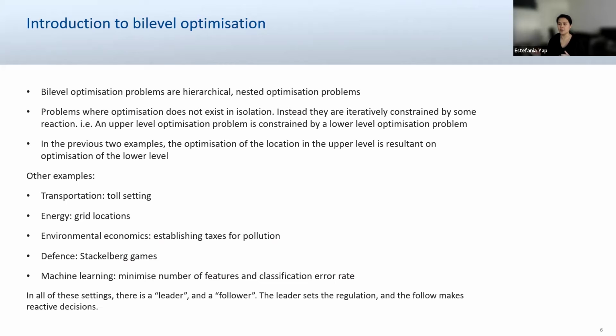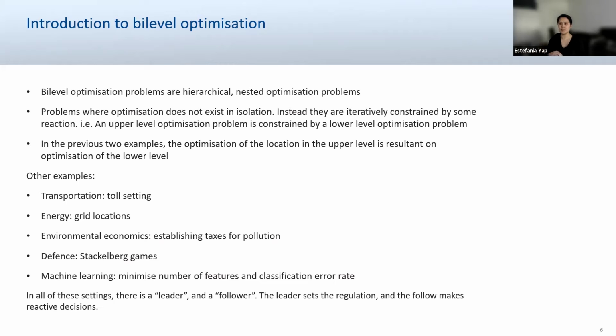Energy, again, so the placement of where they put grids, because obviously there's a feedback that will happen with how people are using electricity. There's also environmental economics, again, establishing taxes for pollution. You want to tax people enough so that you can offset the pollution that's being generated, but you don't want to simultaneously do it to the extent where no one wants to do anything.